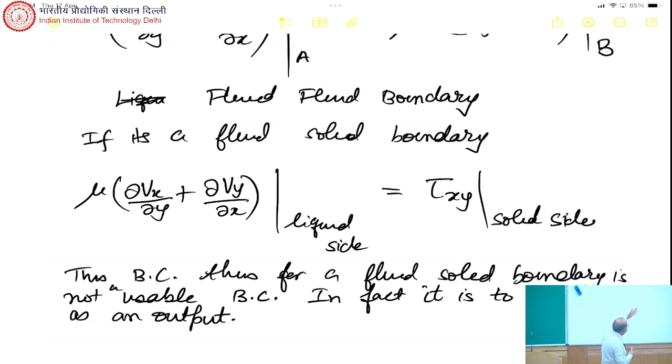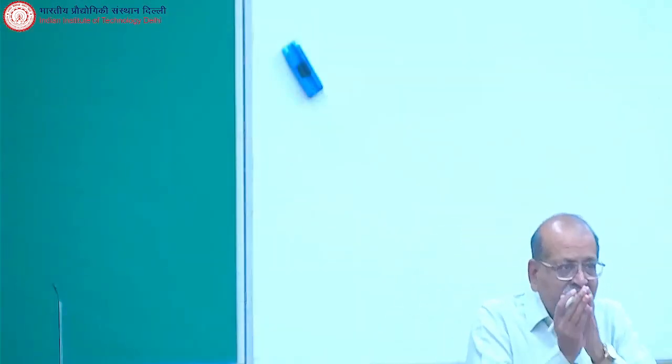So in that sense, this boundary condition is not a usable boundary condition, but it is an output which you need from the solution. You solve and you use this to get tau xy, and then you integrate that to get drag force or lift force or moments, whatever you need. So this will be used more as an output on a solid fluid boundary.